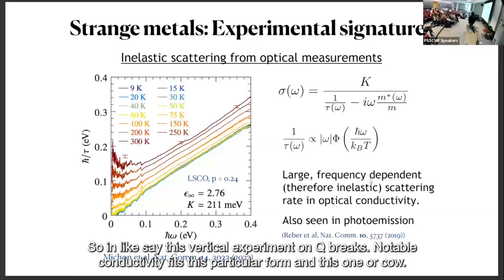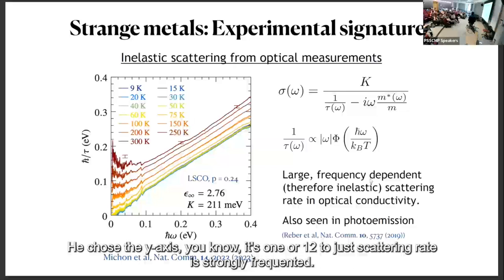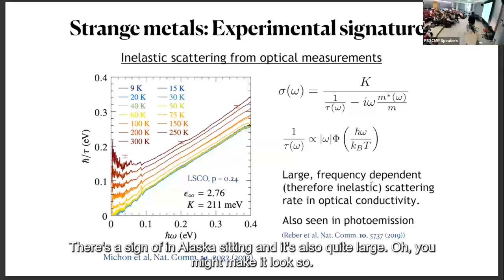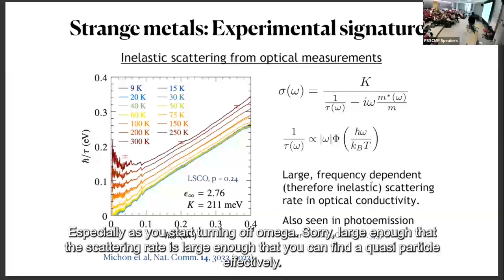In this particular experiment on cuprates, the optical conductivity fits this particular form, and this 1 over tau, which is the y-axis here, which is your scattering rate, is strongly frequency dependent, and it scales as the frequency times some scaling function of omega over T. A strongly frequency dependent scattering rate is a sign of inelasticity, and it's also quite large in magnitude, especially as you start turning up omega, certainly large enough that you can't define a quasiparticle effectively.